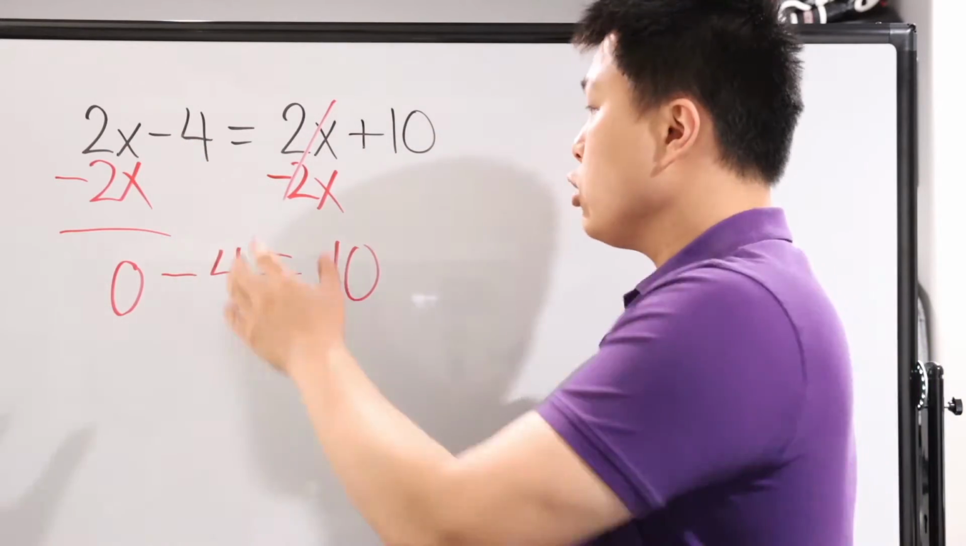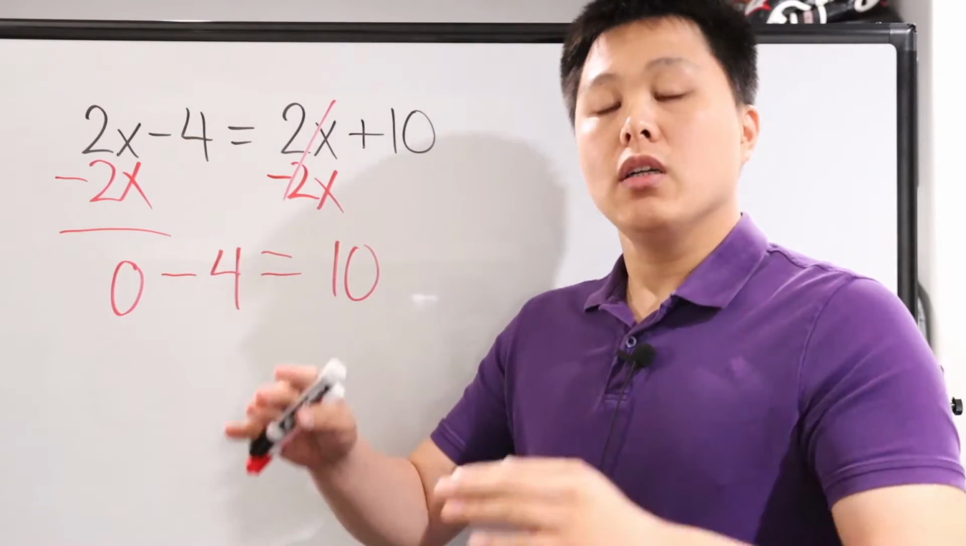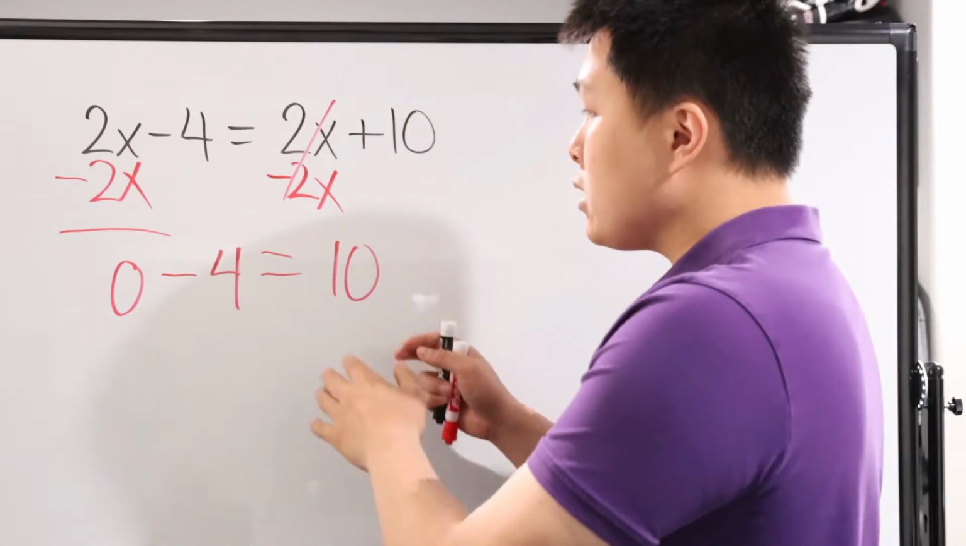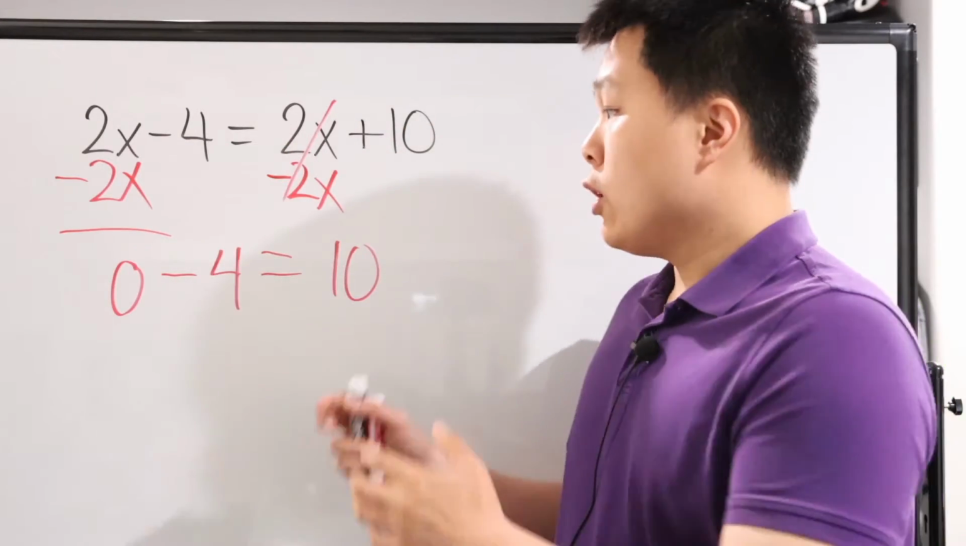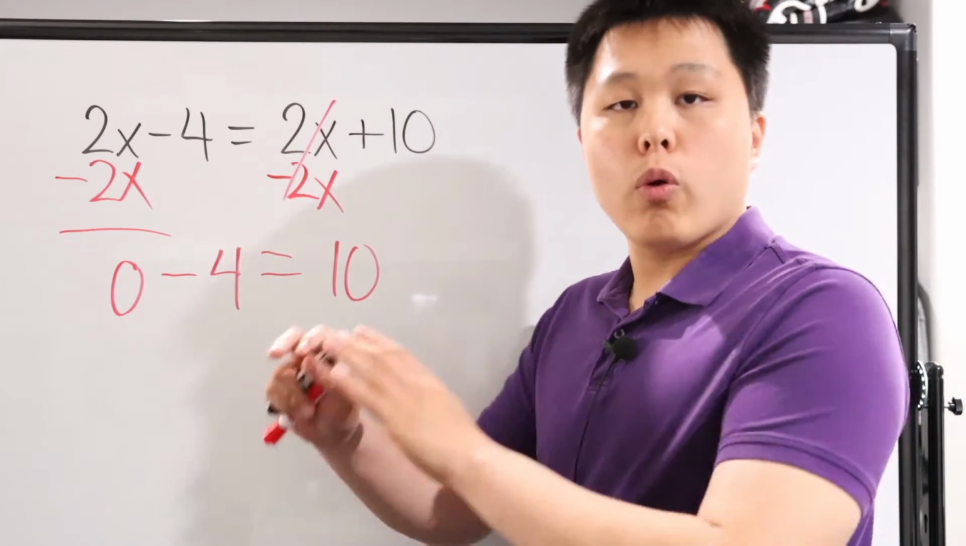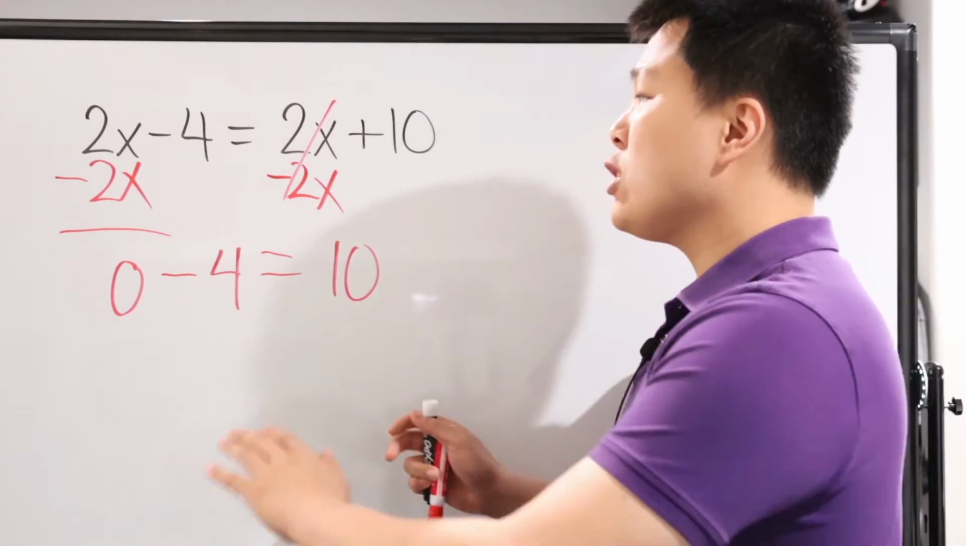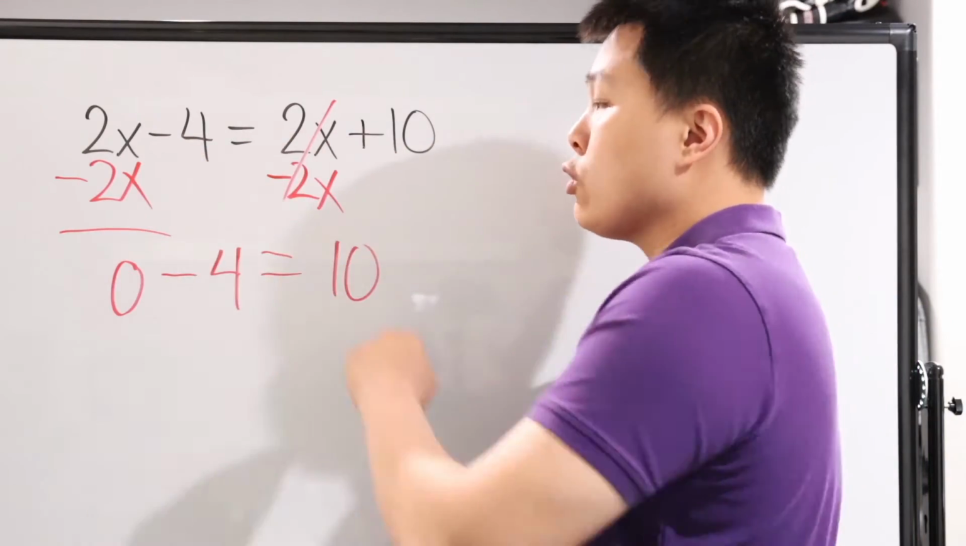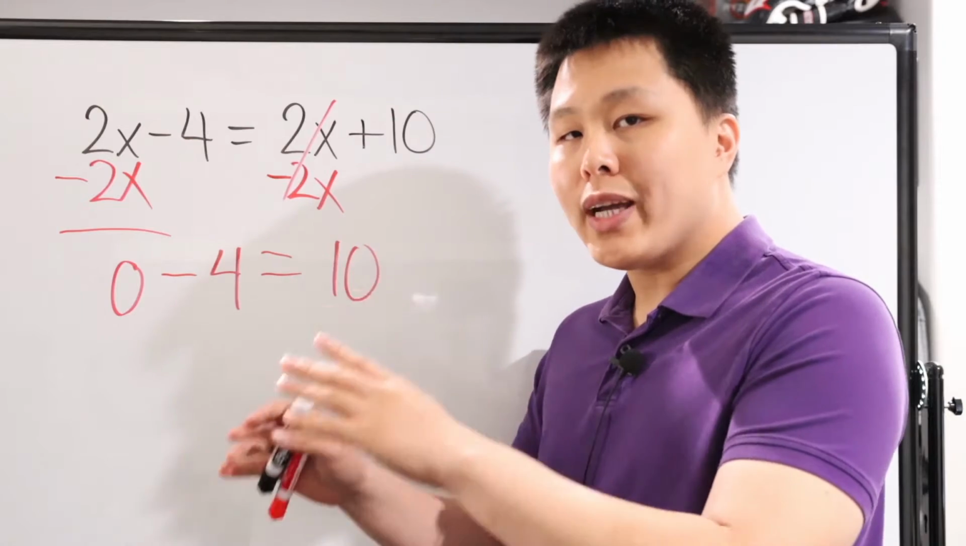It's not, right? 2x minus 4 can never be 2x plus 10. So hence, this kind of situation happens. When you have something like this, where the variable just cancels out, it just means there's no solution. This original statement is not true in any way, shape, or form.